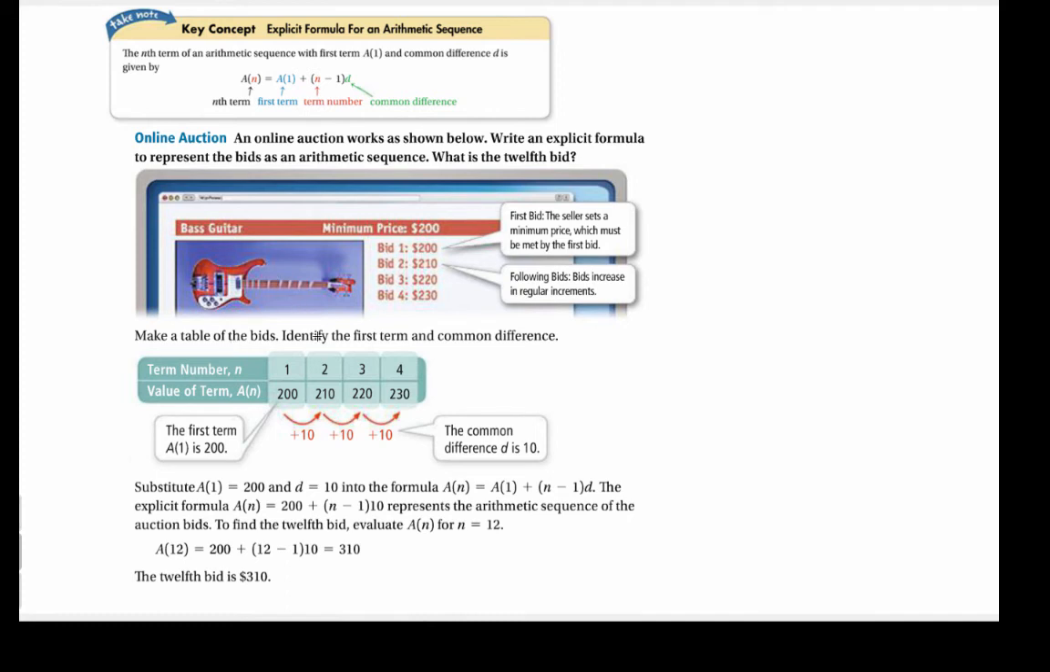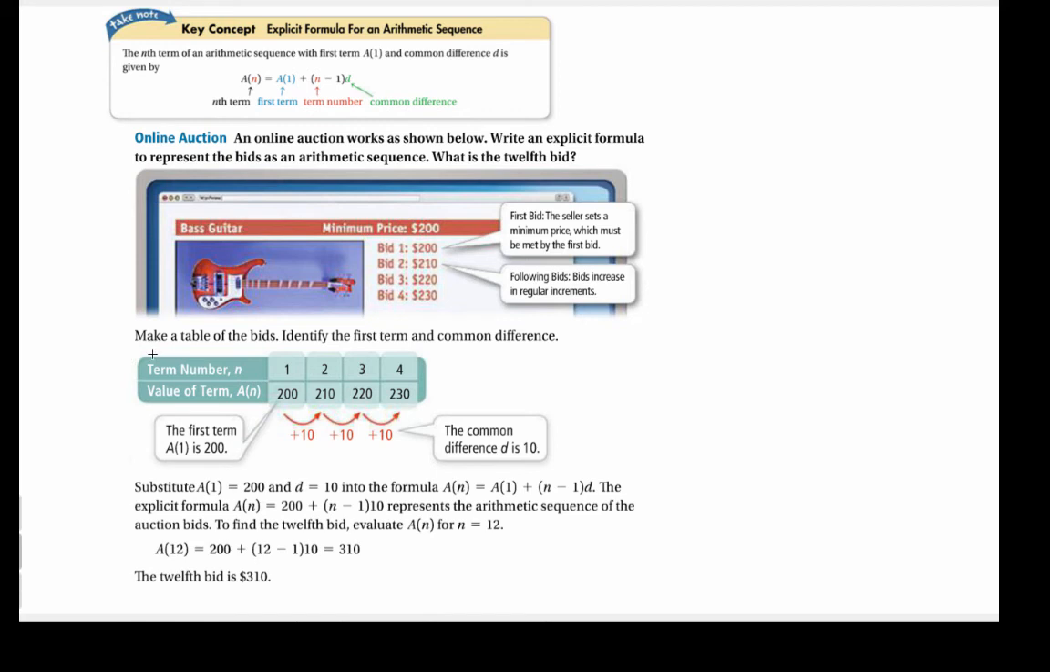So here's an example of this. An online auction works as shown below. Write an explicit formula to represent the bids as an arithmetic sequence. What is the 12th bid? So this would be like a screenshot of a computer here. That's what we're seeing. So bid 1 is $200. Bid 2 is $210. Bid 3 is $220. Bid 4 is $230. Okay, so you can see that these bids are increasing by $10 every time based off of a minimum price or a minimum bid of $200. So if you've ever bid on anything on eBay, this would be kind of like an eBay type situation.